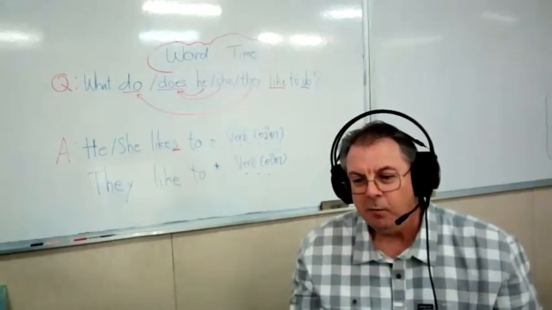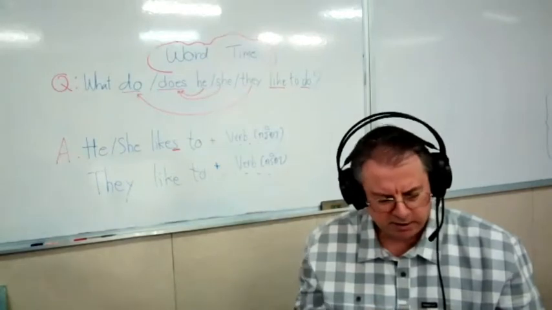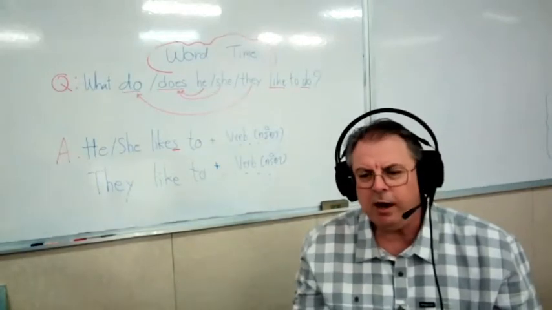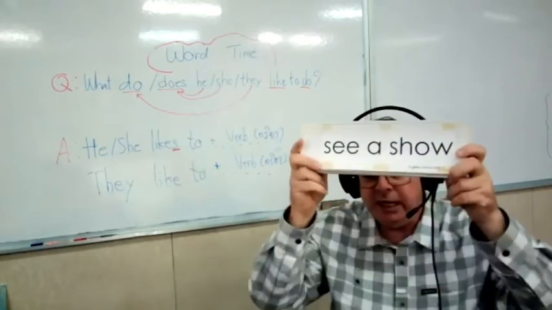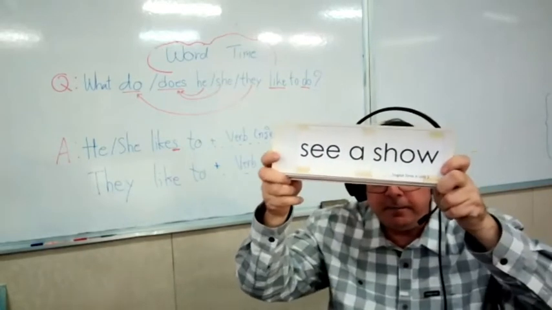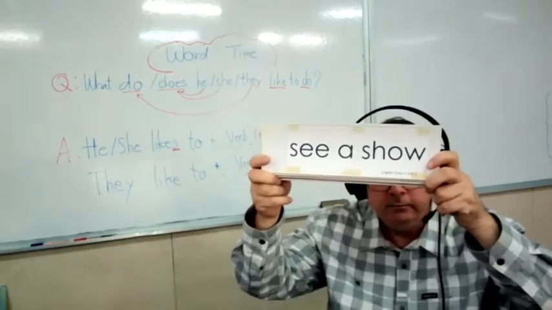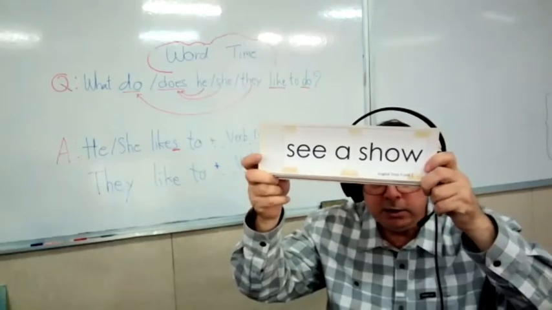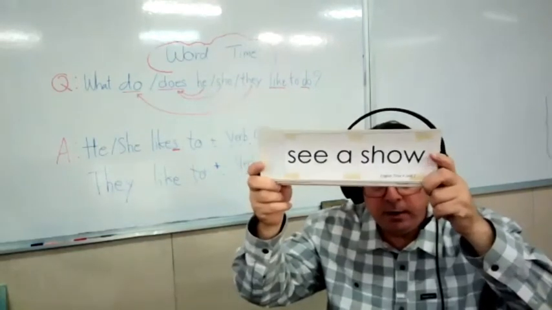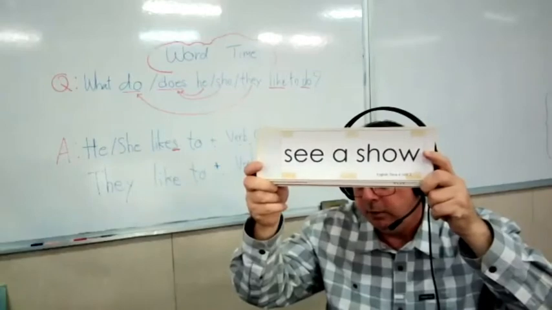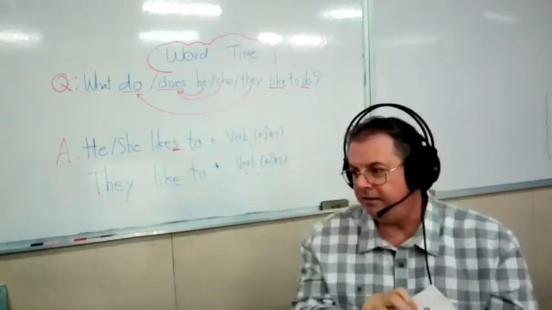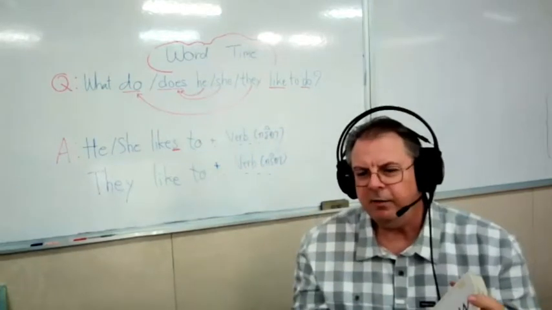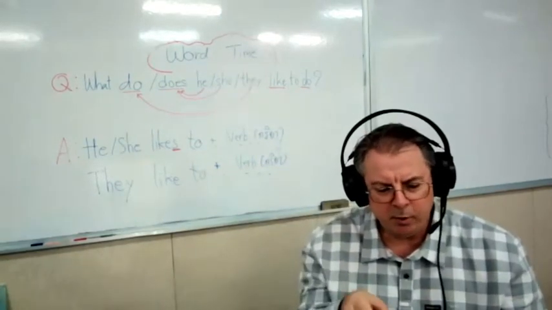Bonus, the next one. Hey, Bonus. Haven't seen you in a while. All right. What do you like to see at the amusement park? I like to see a show. That's right, so clear. All right, great job, Bonus.